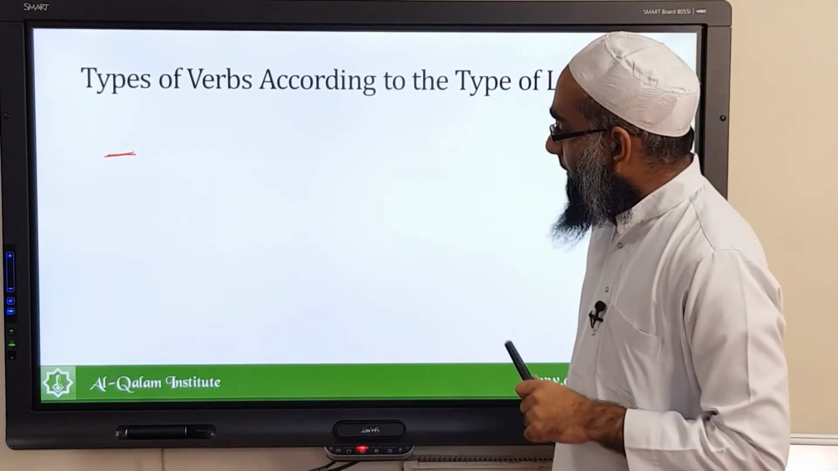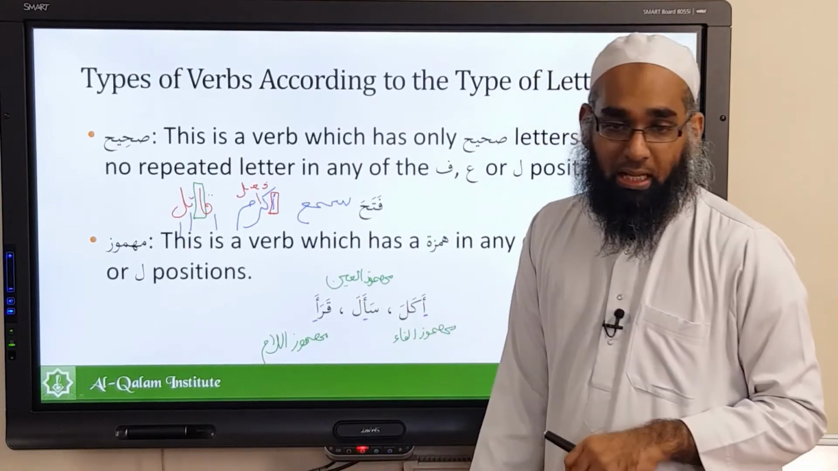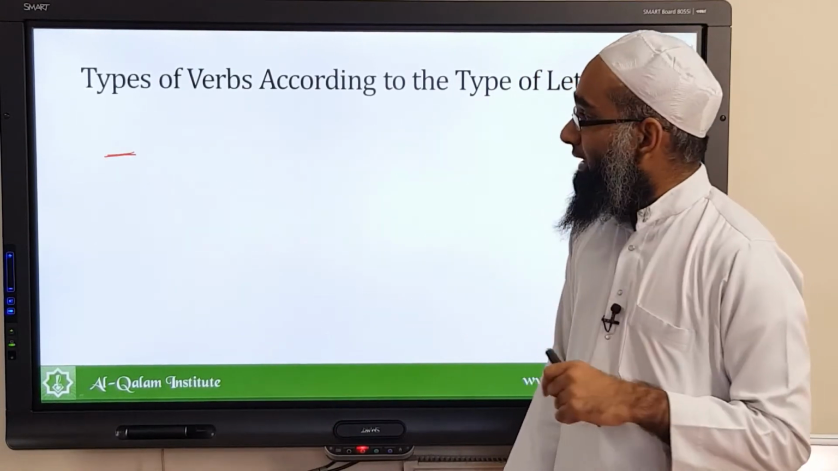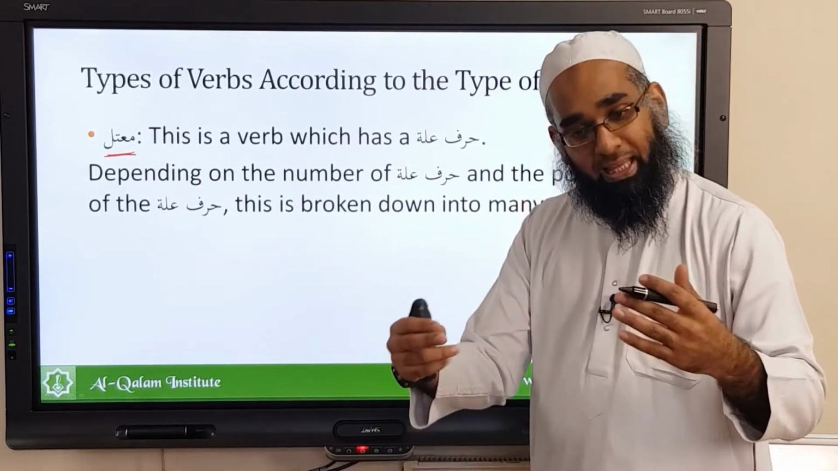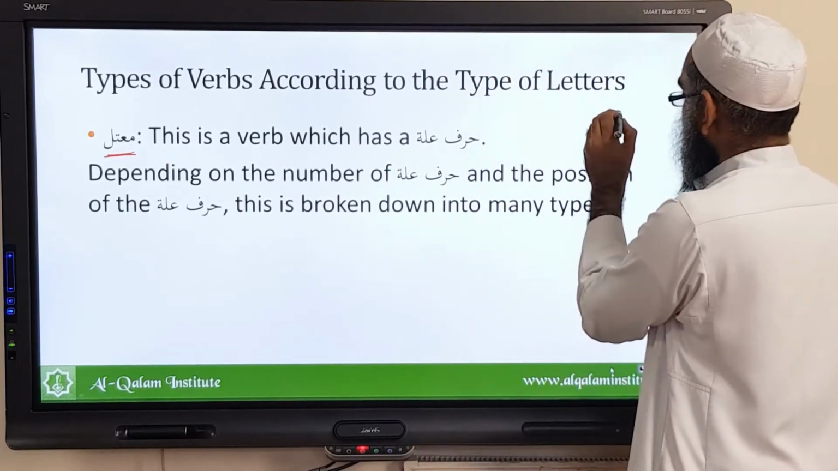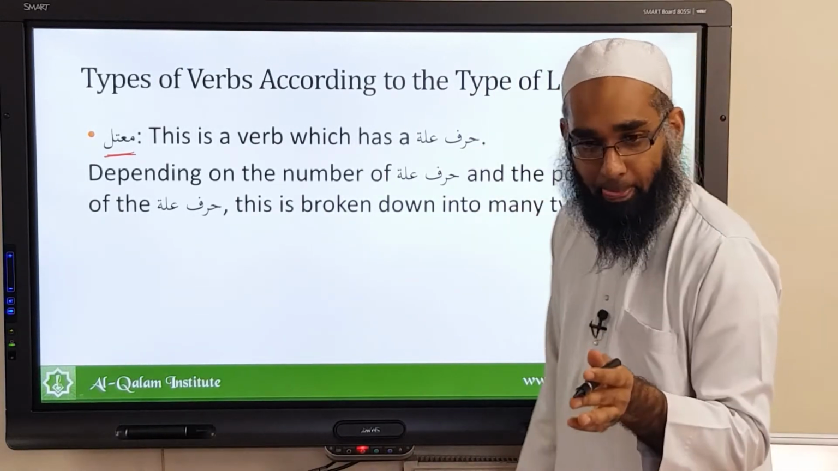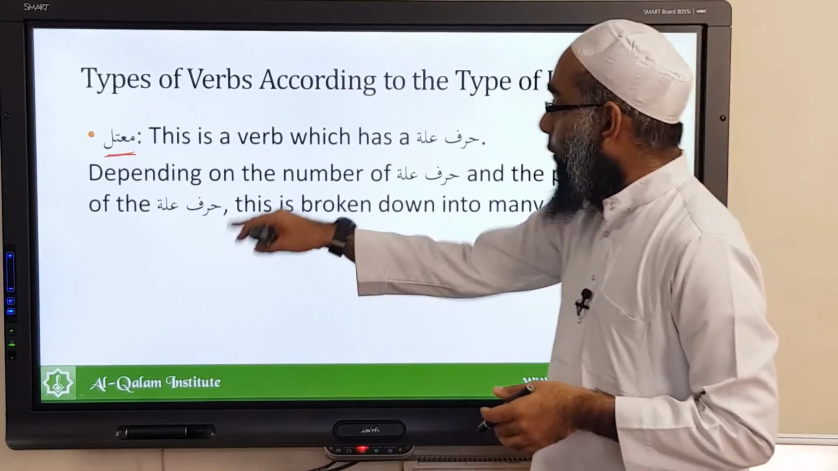Now in mahmuz, if you go back to mahmuz, what do you say? We say mahmuzul fa, mahmuzul ayn, and mahmuzul lam. But in mu'tal, we don't call it mu'tal fa, mu'tal ayn, mu'tal lam. What do we say? Each has a different name. You give each one a different name, based on where the harf illa is.